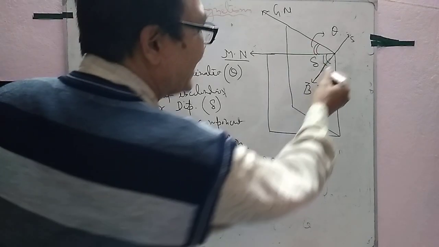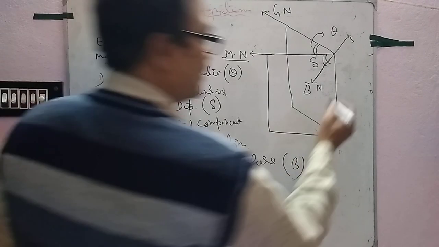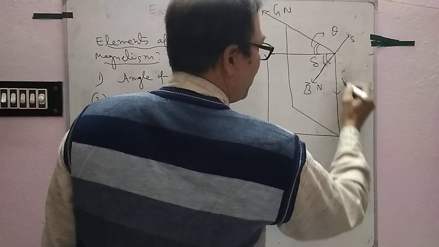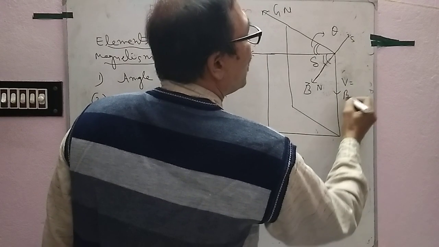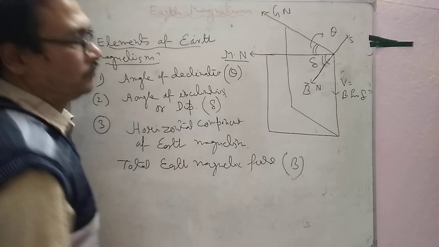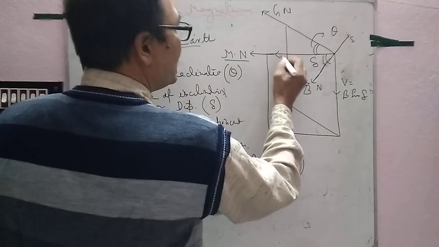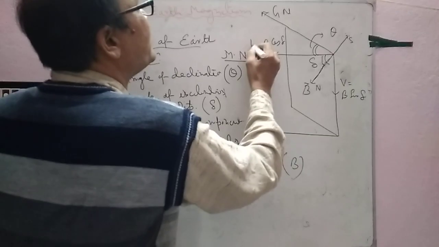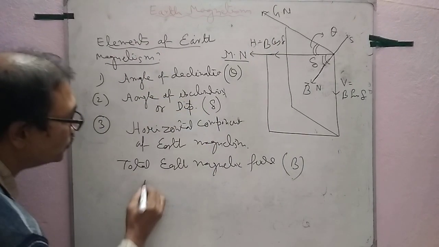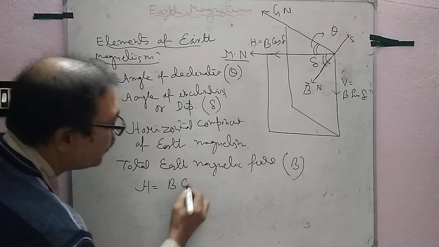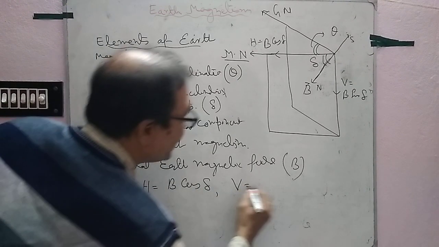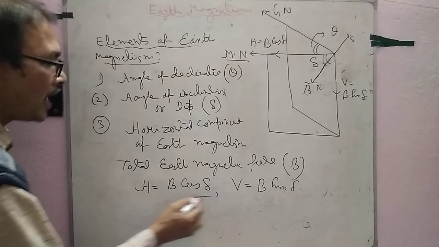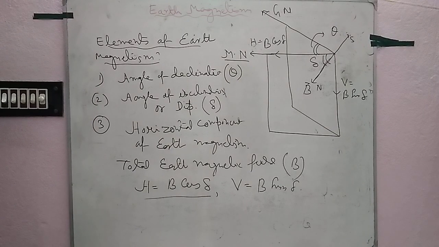Now, if we resolve the total magnetic field into two components, then this is the vertical component. Suppose V equal to B sine sigma. Clear? And this is B cos sigma. This is H. So H equal to B cos sigma and V equal to B sine sigma. This is the horizontal component of earth magnetic field.